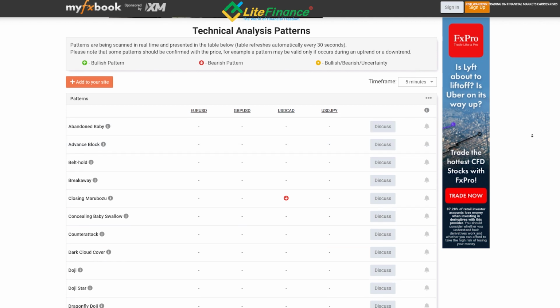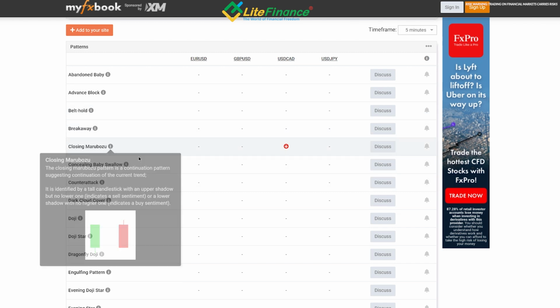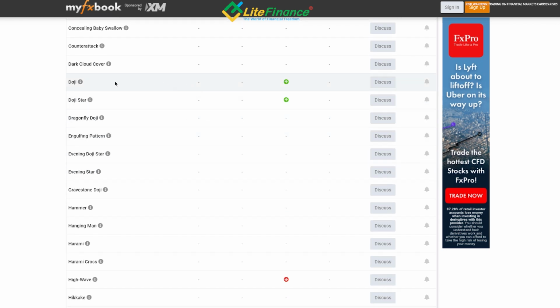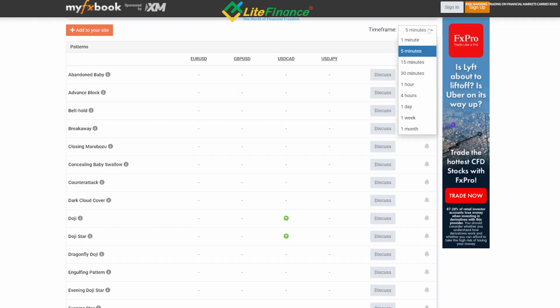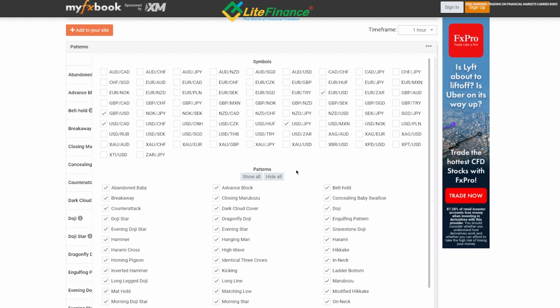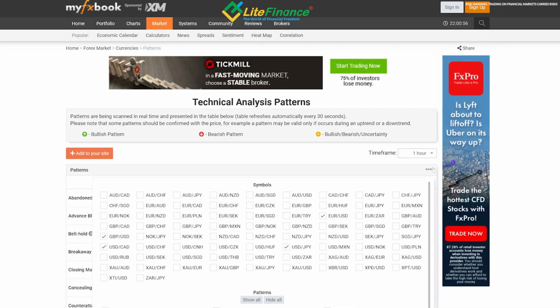For example, you have all of the most popular candlestick chart patterns like abandoned baby, advanced block, belt hold, breakaway, closing marubozu, and right now, for example, we have a doji on USD CAD on a 5 minutes time frame. So you can adjust all the settings to your particular trading regime. You can choose many of the currency pairs and all of the candlestick chart patterns which you like. So, let's close that.